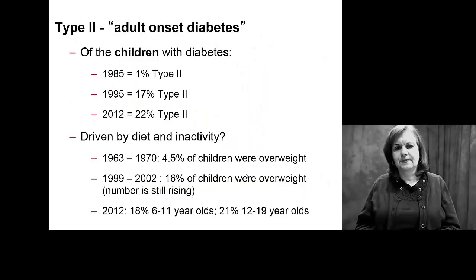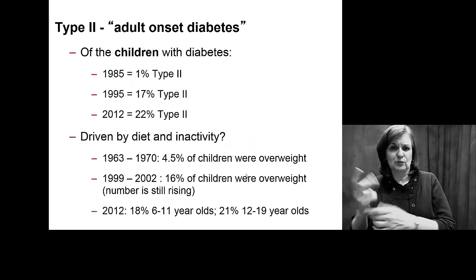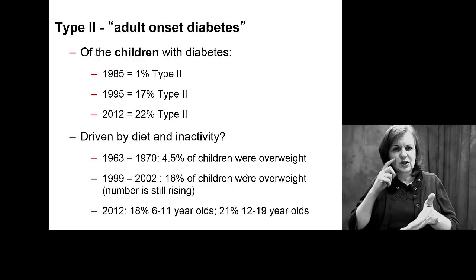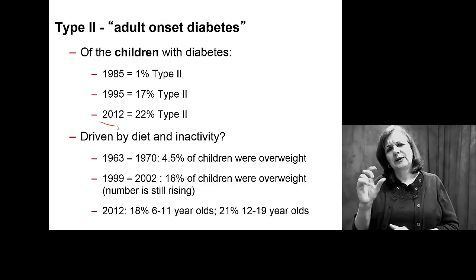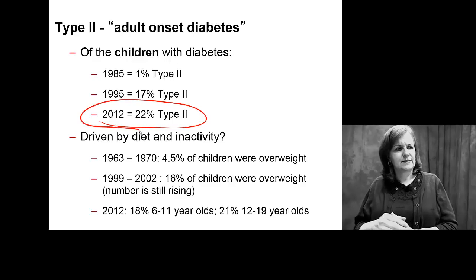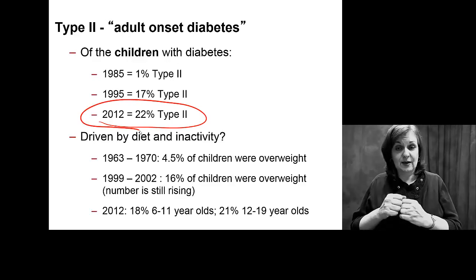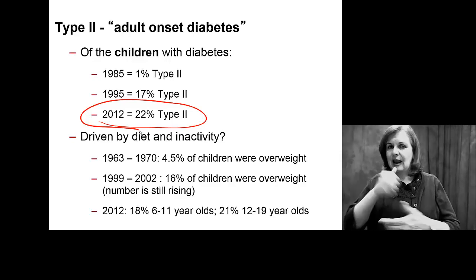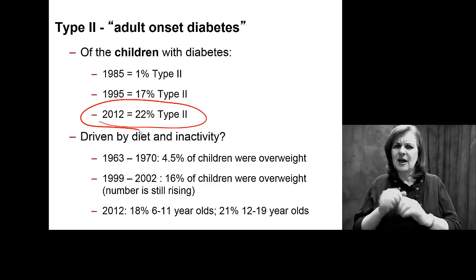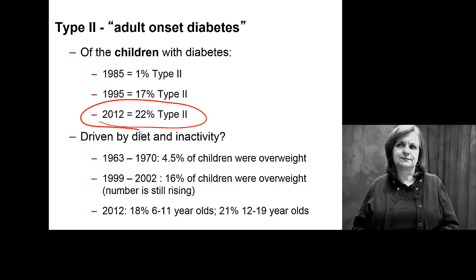The bigger concern is now we're seeing adult onset diabetes in children. And in particular, if we look at these numbers at the bottom, in 2012, 22% of the children that have diabetes actually had adult onset diabetes. That means they were not born with this condition. They developed it over their lifetimes. And when we're talking about children, we're talking under the age of 19.